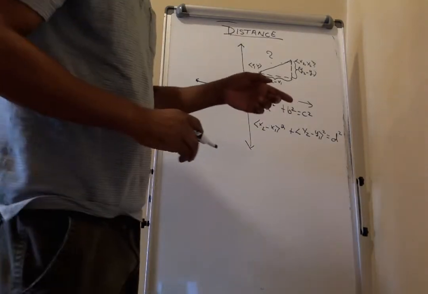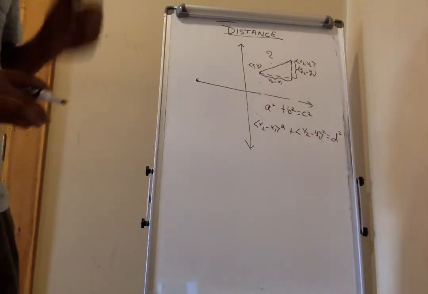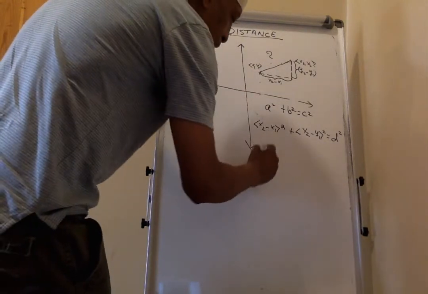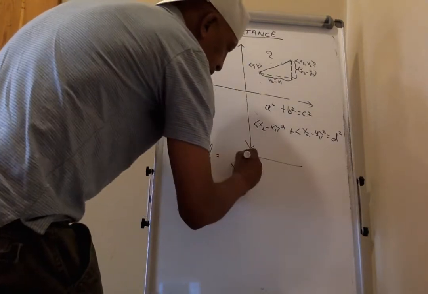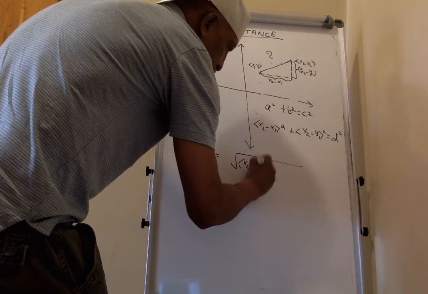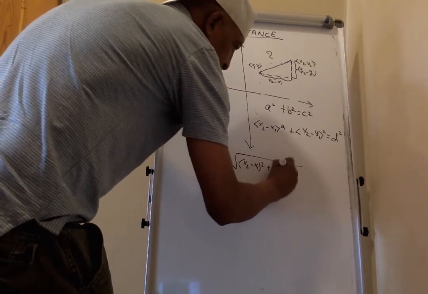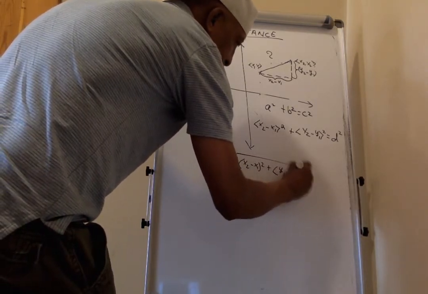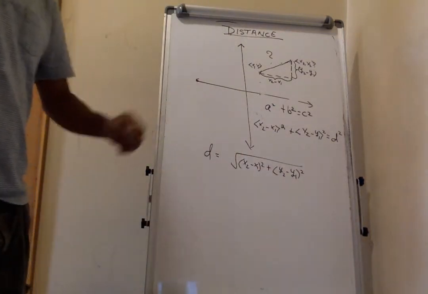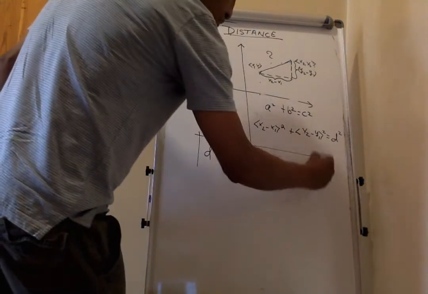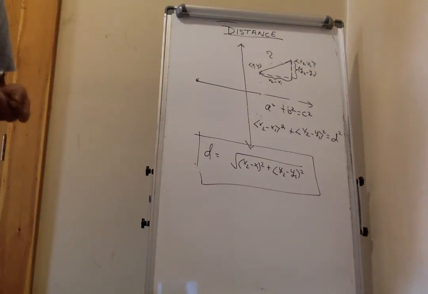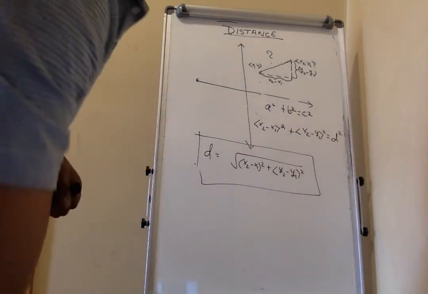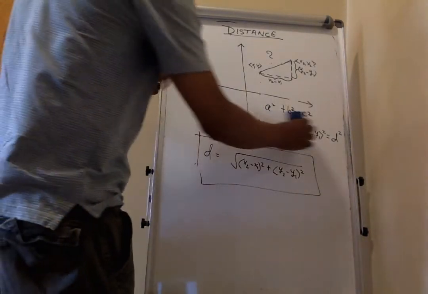Since I'm looking not for distance squared but for just a distance, I can rewrite this. So the distance should be the square root of x2 minus x1 squared plus y2 minus y1 squared. That is what we call the distance formula. Okay, this is the formula that we apply if we want to look at the distance between 2 ordered pairs of points. Let me give you one example.